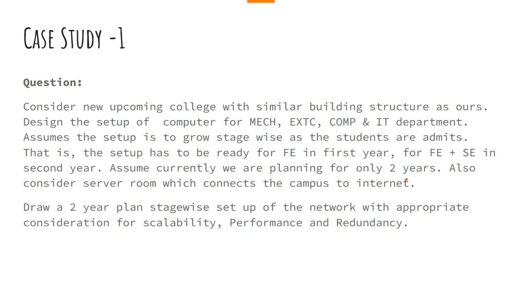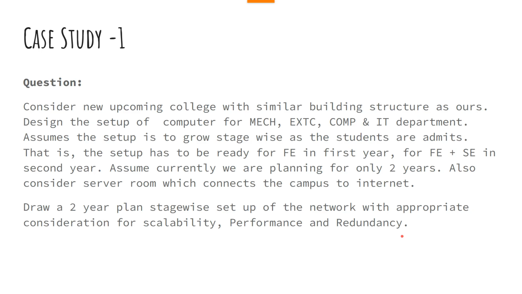Assume currently we are planning for only 2 years, because if we start doing this for the entire 4 years, it will be a very large question and very time consuming to solve. So we are going to focus only on 2 years, which means we have FEs and SEs. Also consider a server room which connects the campus to the internet. Draw a 2-year plan, a stage wise setup of the network, with appropriate consideration of scalability, performance and redundancy. Based on these 3 parameters, we have to see how we are going to design the network for this college.